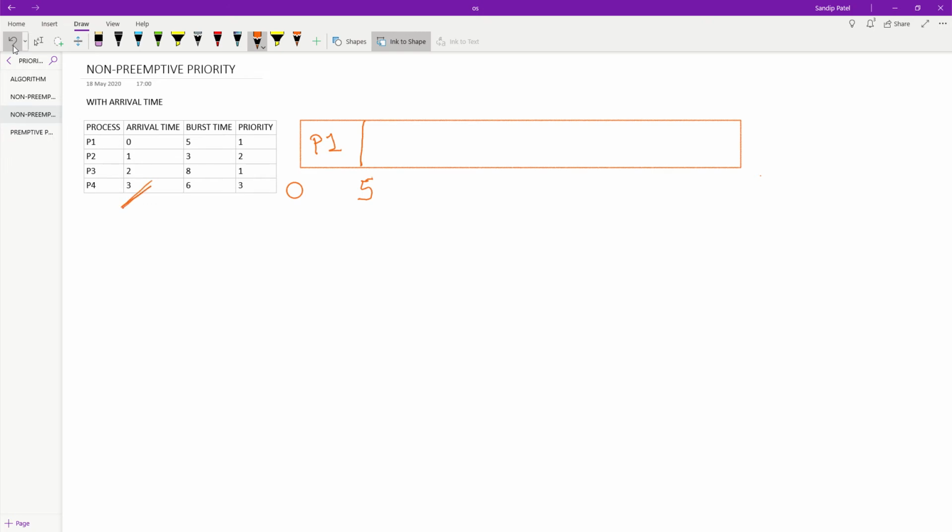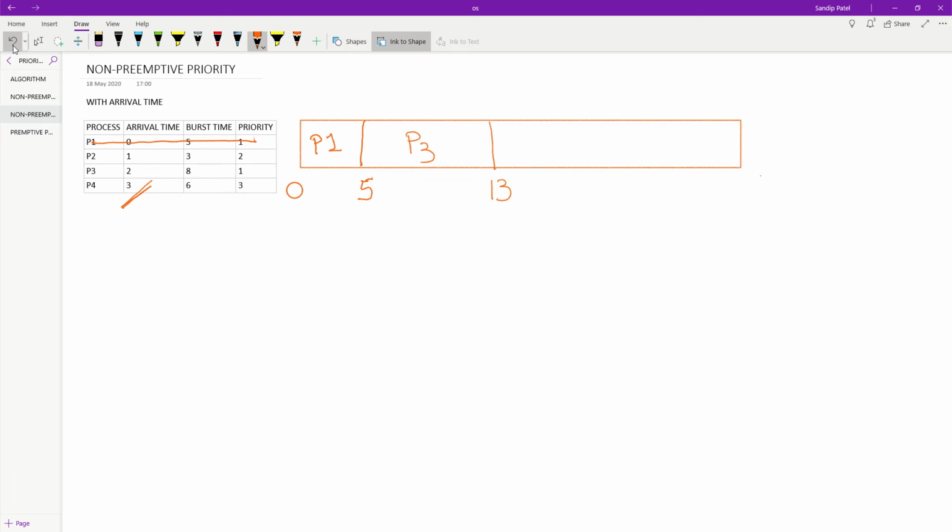So P1 completed 5 milliseconds, and up to 5 milliseconds all the processes are now available in the ready queue. Now we just look at the priority, with no need to consider arrival time, because all the processes have arrived. P1 has already completed its execution. Now among the remaining processes, we enter P3. This is non-preemptive, so we complete the execution of P3, which requires an 8 millisecond burst time. 5 plus 8 is 13.